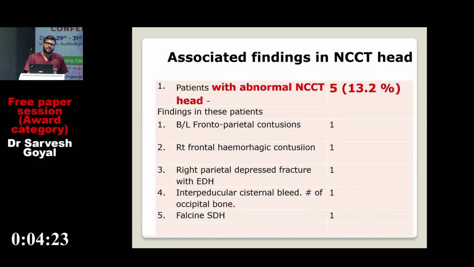We also analyzed the associated injuries in these patients. On NCCT, 13.2%, that is 5 patients, had abnormal findings, which included frontoparietal contusions, hemorrhagic contusions, fractures of the occipital bone, cisternal bleeds, and a falcine EDH. One patient had a right parietal depressed fracture along with EDH, which required craniotomy and evacuation of the EDH and elevation of the depressed fracture.